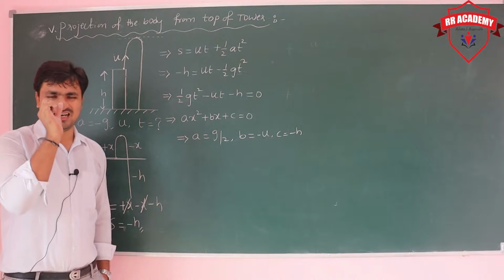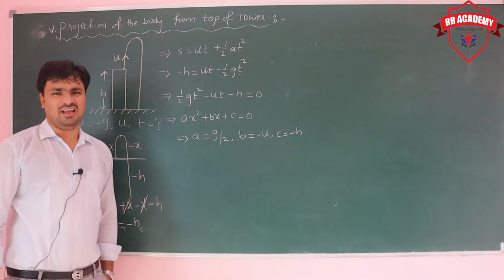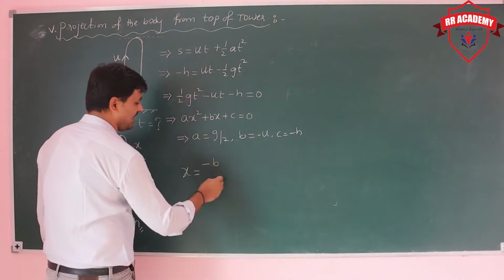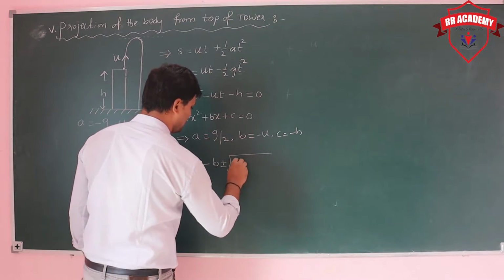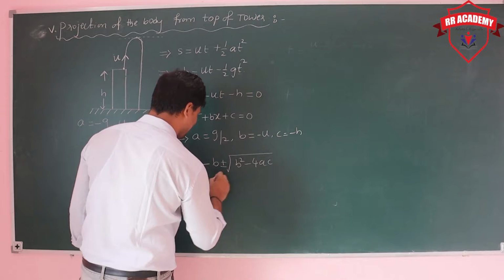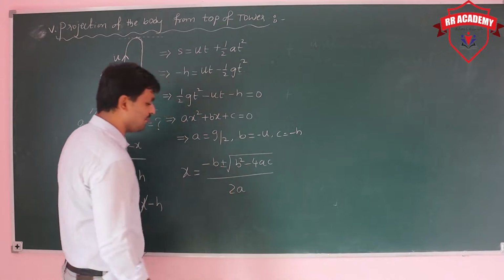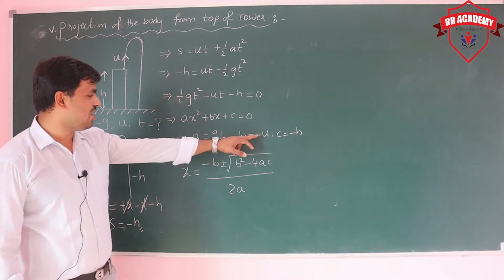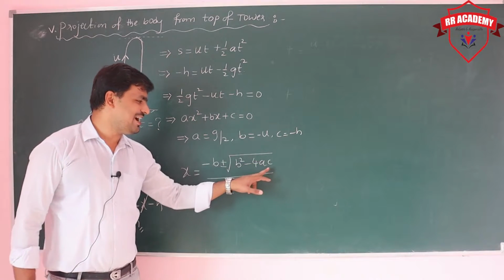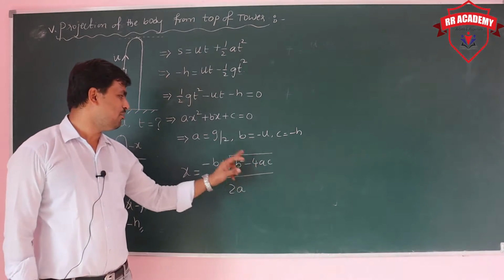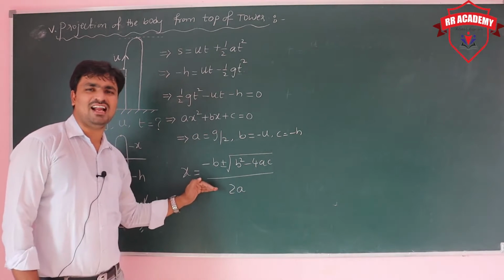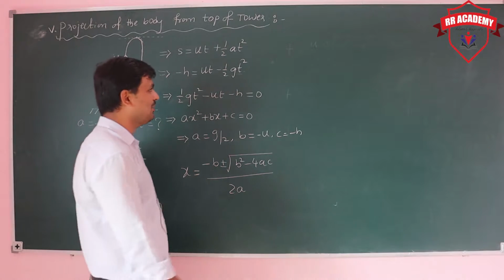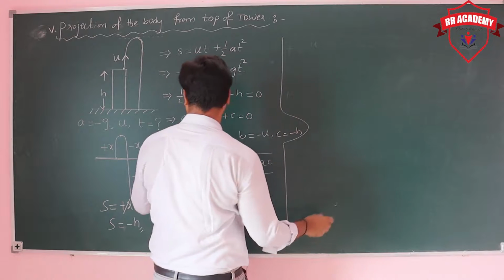Let's write the coefficients of the equation. For that, x is equal to minus b plus or minus under root b square minus 4ac, upon 2a. This is the general formula to get the roots. Now see here, b is minus u, c is minus h, a is g by 2. Just put all values in this expression. Instead of x I am taking t because our requirement is time.